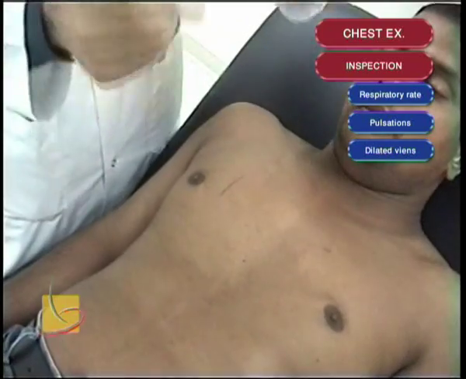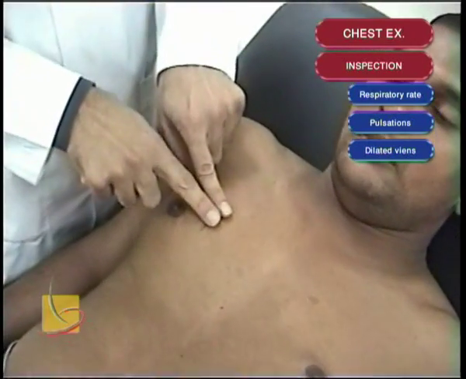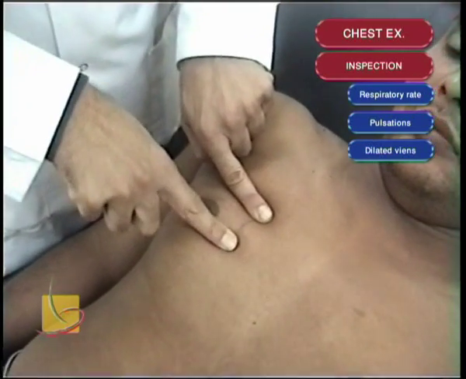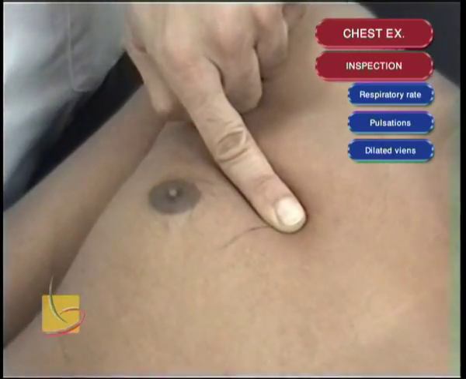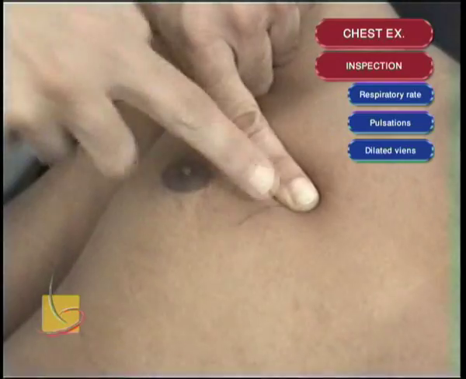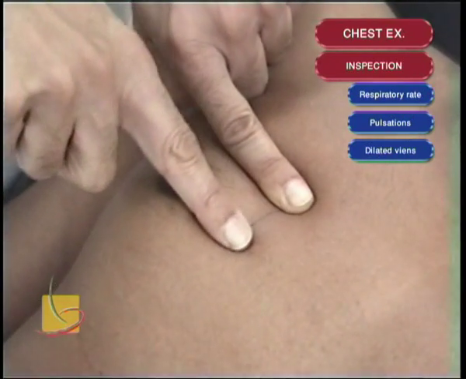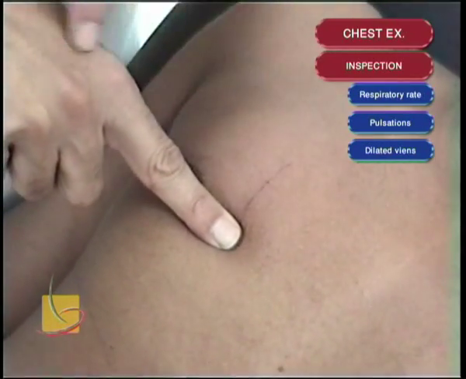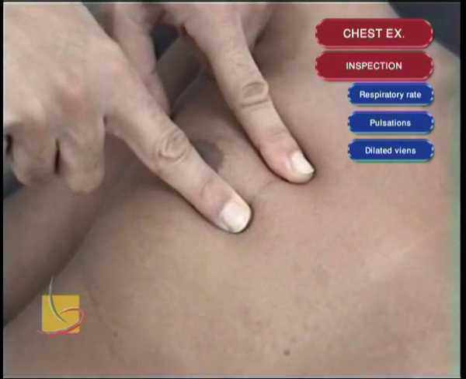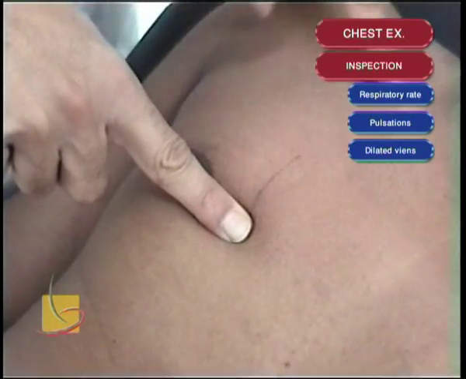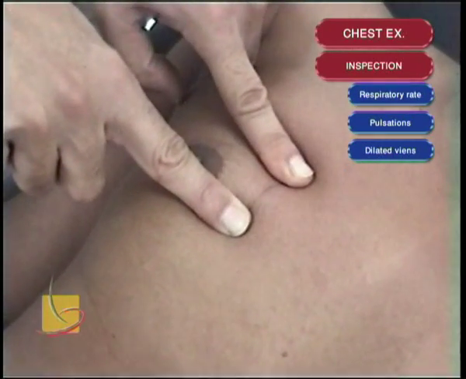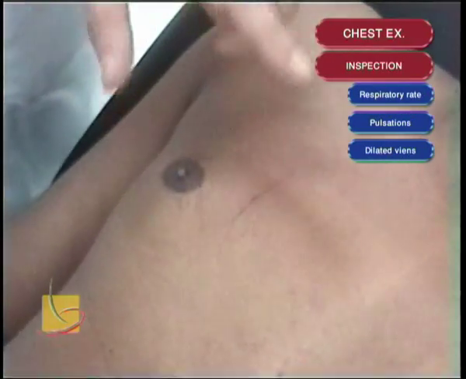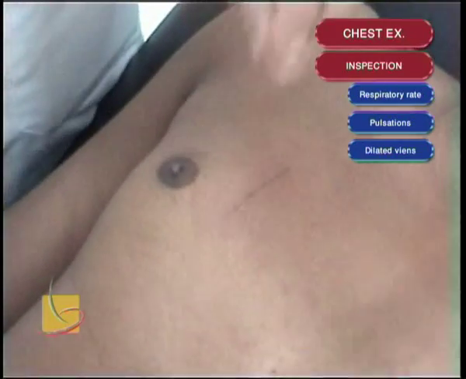Then you apply pressure with both index fingers and empty the vein first. Empty. Then remove the lower one like this. And notice if the vein is becoming full or not. And then repeat again. Remove the upper one. Again, observe for any filling of the vein. Now, if the vein is becoming full from above down, that is to say, when I remove the upper one, I notice that the direction of blood flow is from above down, this indicates that this patient has superior vena cava obstruction.